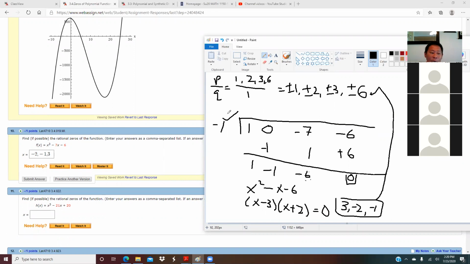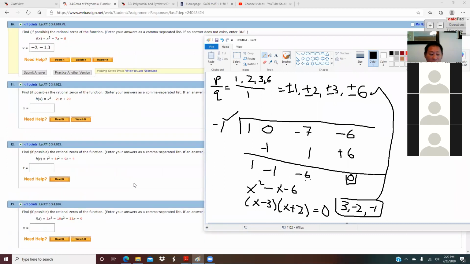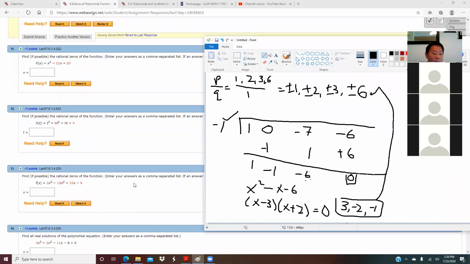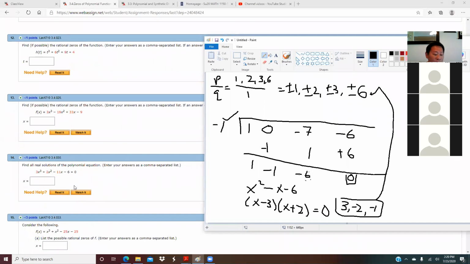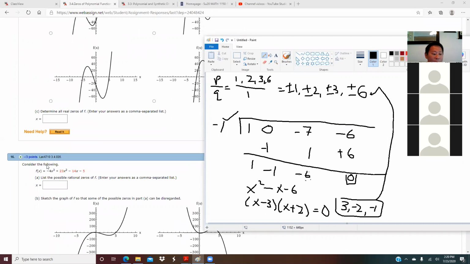And yes, questions 10, 11, and 12 are all going to be in your test coming out on Tuesday, so make sure you do that. This is all power 3, which is not bad. We'll do one with power 4.